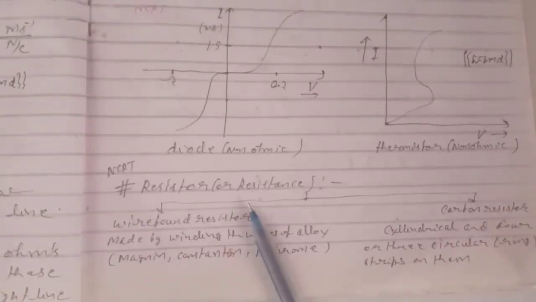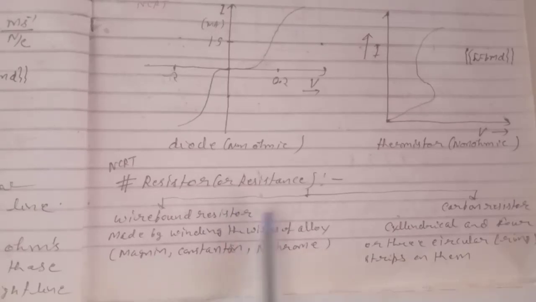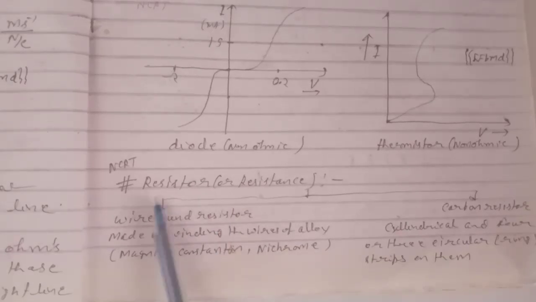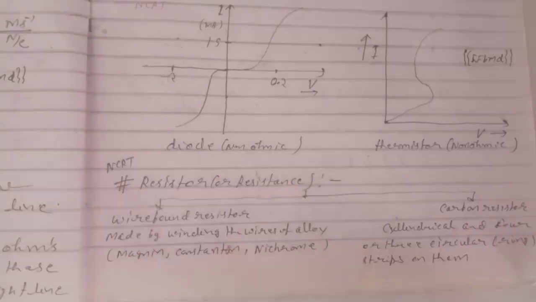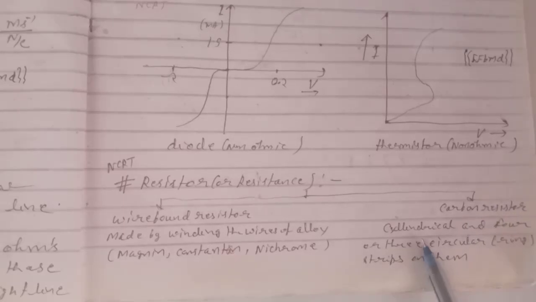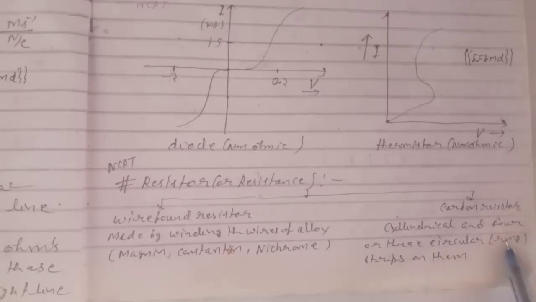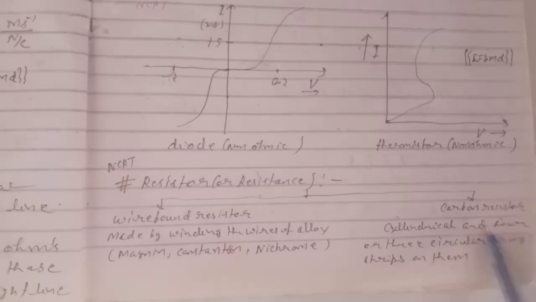Now resistor or resistance. There are two types of resistors. Wire wound resistor. We can also say resistance, but it is more correct to call it a resistor. Wire wound resistors are made by winding wires of alloys like manganin, constantan, nichrome, etc. And carbon resistors are cylindrical, with three or four circular ring strips on them. These are carbon resistors.